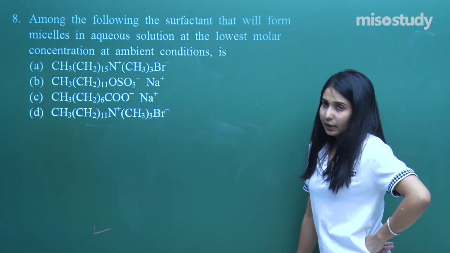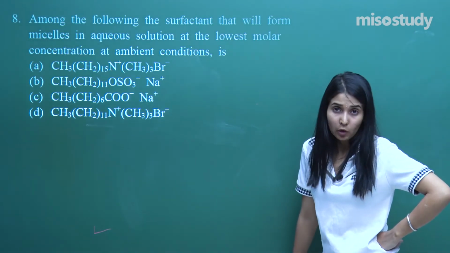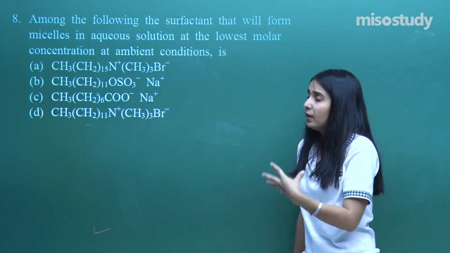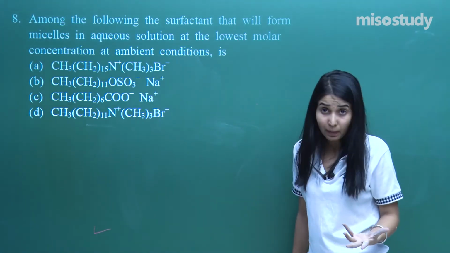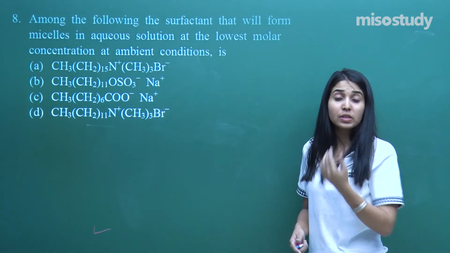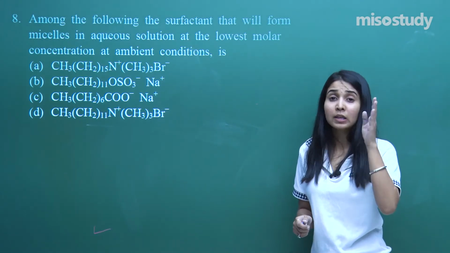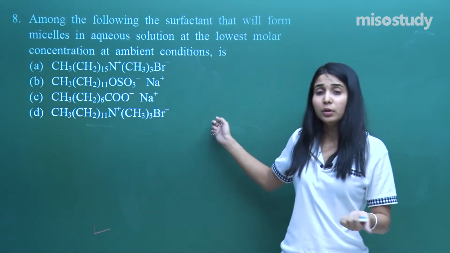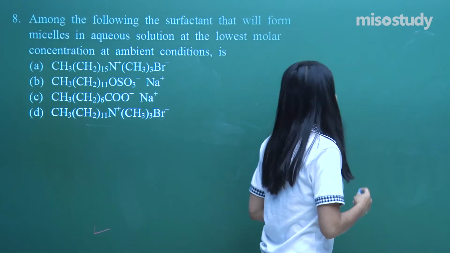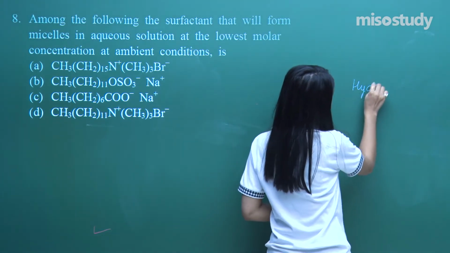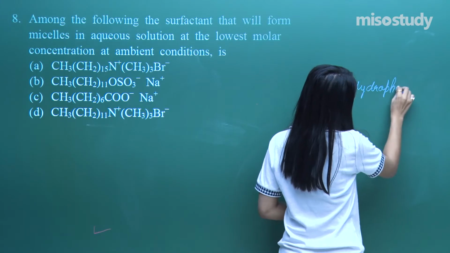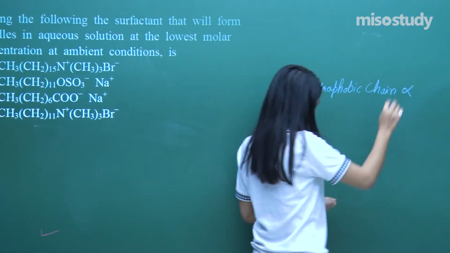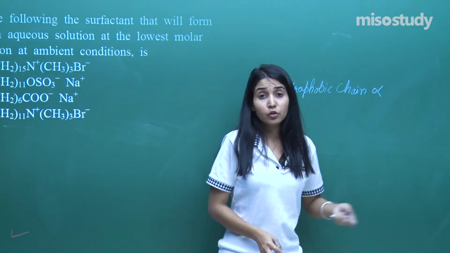Now, the first thing that I should know about, whenever I want to know about the surfactant power, whenever I want to know about the critical micelle concentration, I should have a clear concept. And what is that concept? Now, know this trick. Every time you would be doing this question, you have to keep it in mind, the length of your hydrophobic chain.